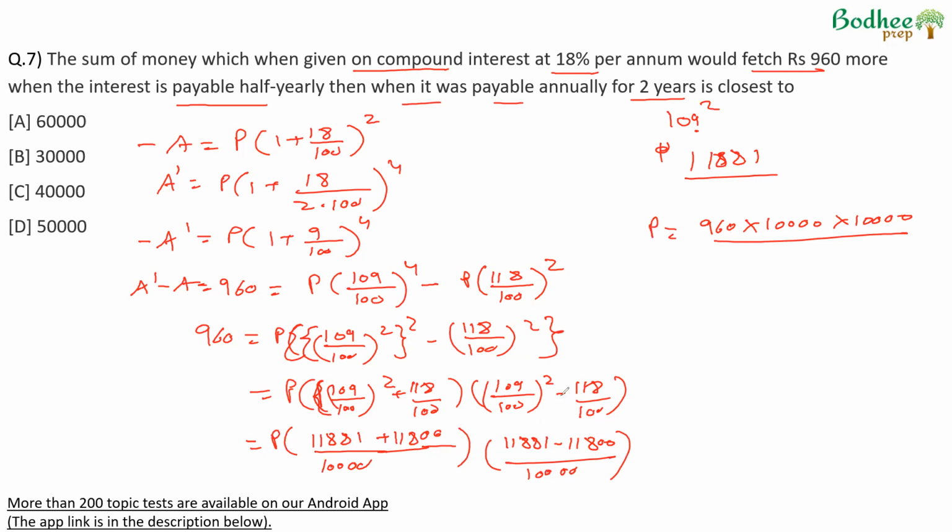that this difference here will come out to 81. That's it. And the sum here will come out to 118 into 2, which will be 236, 23681.